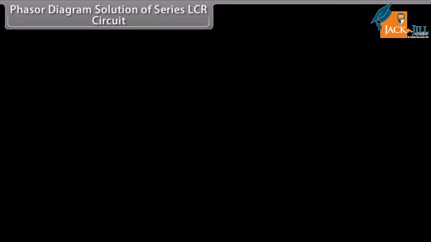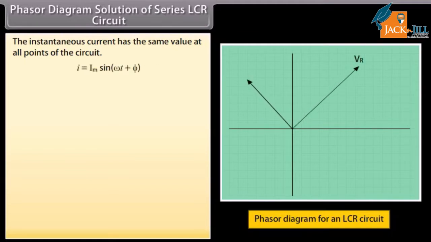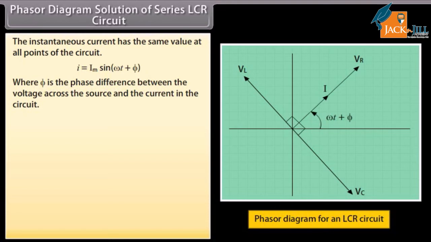Phasor diagram solution of series LCR circuit. The instantaneous current has the same value at all points of the circuit. I is equal to Im sin(omega t plus phi), where phi is the phase difference between the voltage across the source and the current in the circuit.